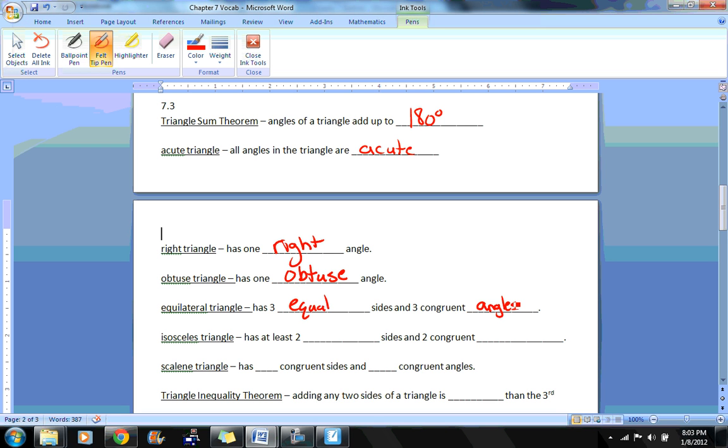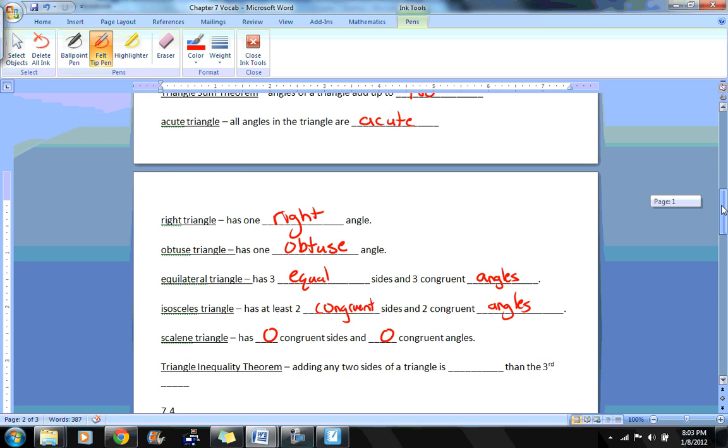Now, isosceles is where we get a little trickier. Isosceles has at least two congruent sides. Congruent and equal are going to be the same thing down here. At least two congruent sides and two congruent angles, meaning two of the angles instead of three are equal. And scalene has zero congruent sides and zero congruent angles.